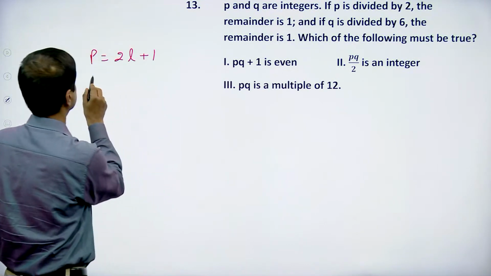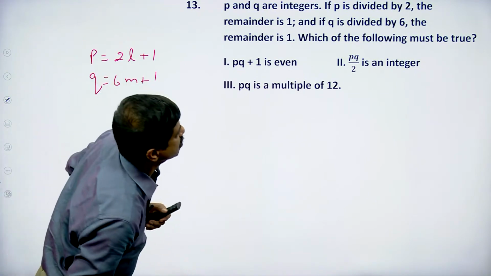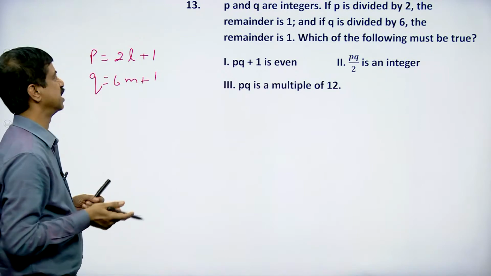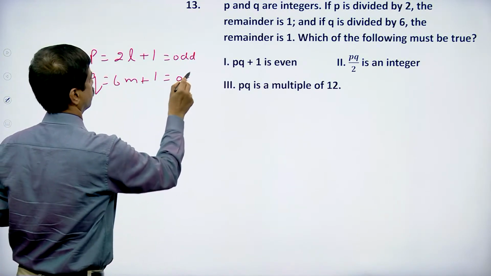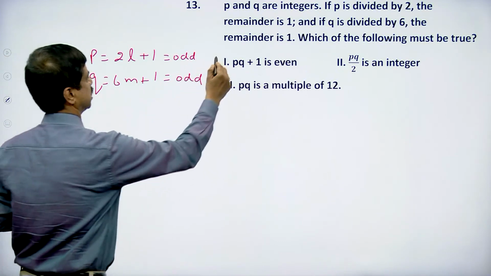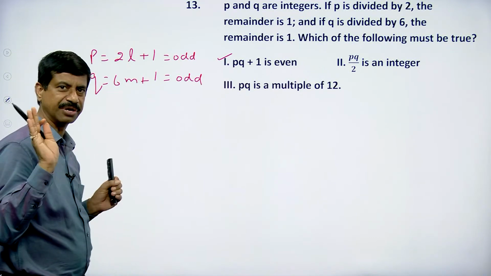So Q is 6M plus 1. Which of the following must be true? PQ plus 1 is even. So P is odd, Q is odd. So PQ is odd into odd, which is odd, plus 1 is even. True, 100% it is true. Odd plus 1 is always even. Right, children?